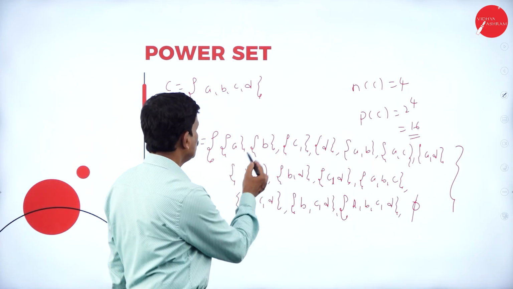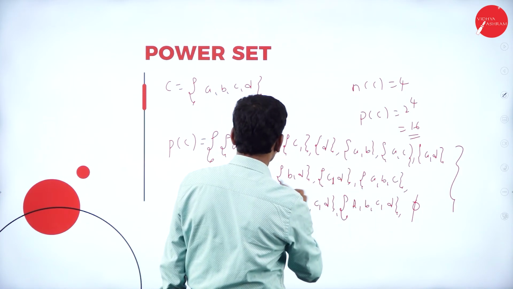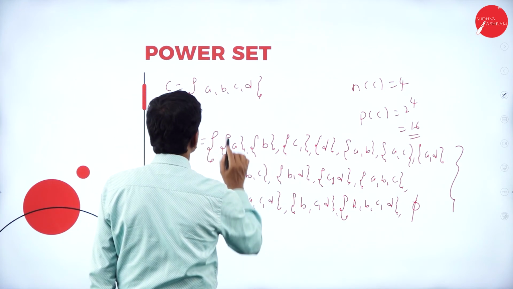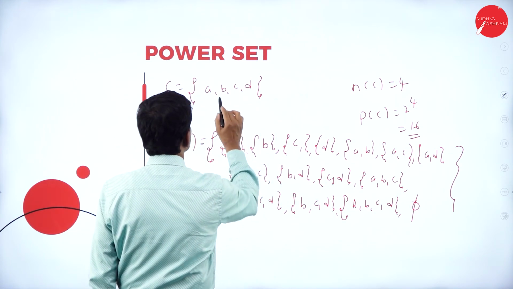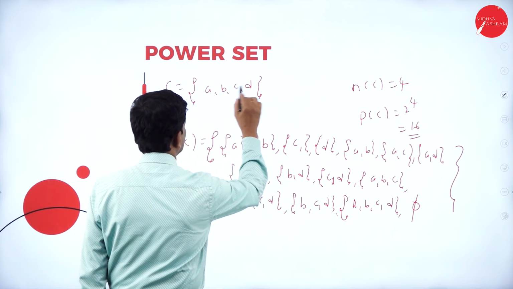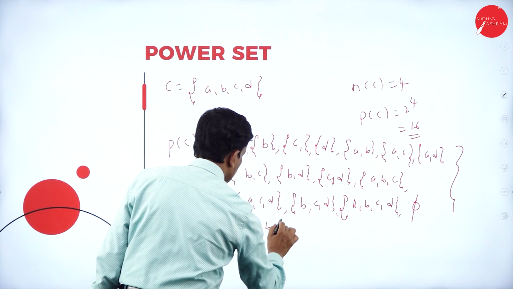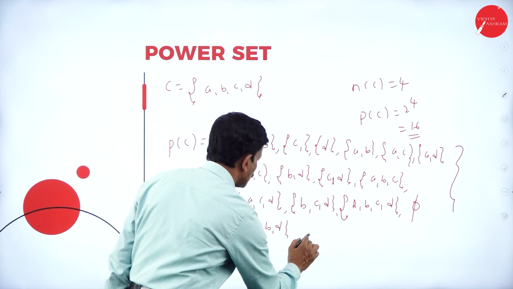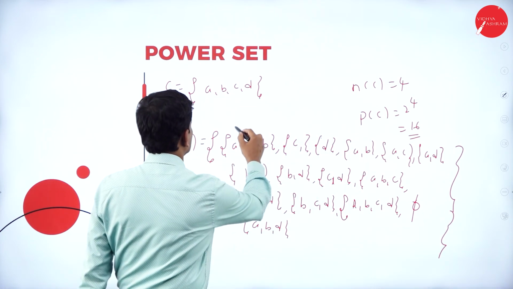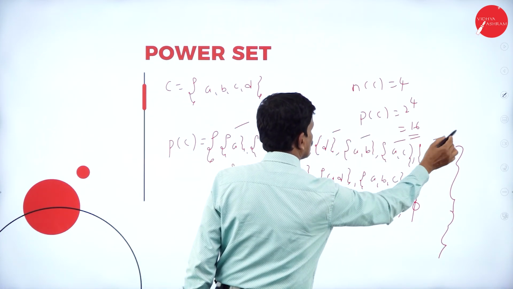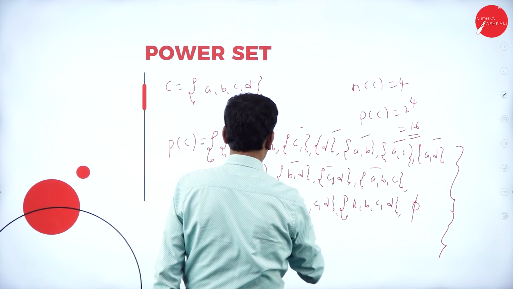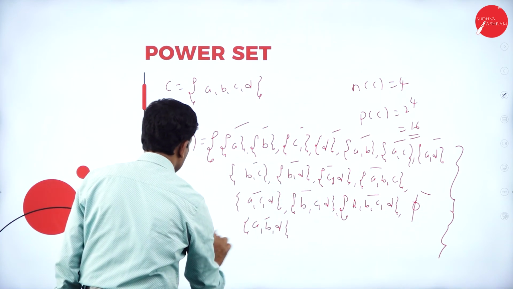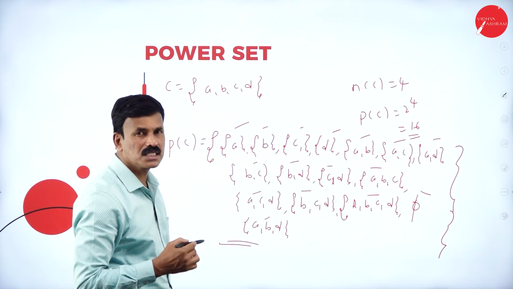Let me check. A, B, C, D, then A comma B, A comma C. So first one element, two elements are okay. Now check three elements: A, B, C, then A, C, D, B, C, D. Again I can take A, B, D. Then the set {A, B, C, D} and the null set. Now check how many elements are there: 1, 2, 3, 4, 5, 6, 7, 8, 9, 10, 11, 12, 13, 14, 15 and the null set makes 16. So the number of subsets of C is 16.